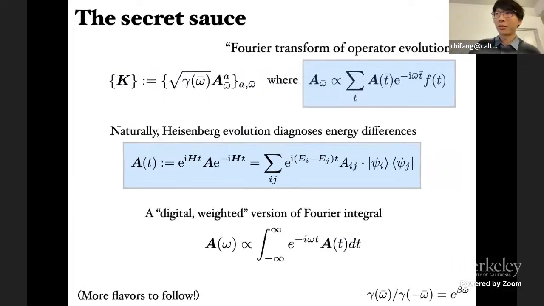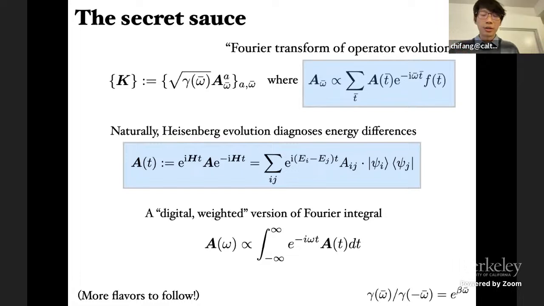All right, so now let's talk about how we get to our results. And here's the secret sauce that makes everything work. The key object that we identify is this Fourier transform of operator evolution. So it's these things on the top right, and this A of omega.